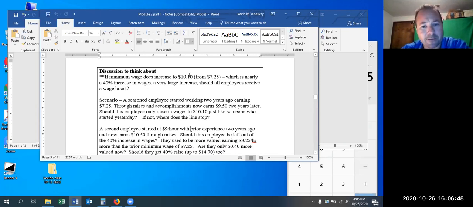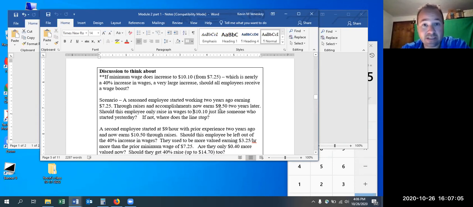But you start thinking about it, and I got a scenario here where this guy has been working for 2 years. He started at the low rate down at the bottom. He's worked his way up, done well. He's up to $9.50 an hour. Now all of a sudden the wage rate goes up to $10.10.